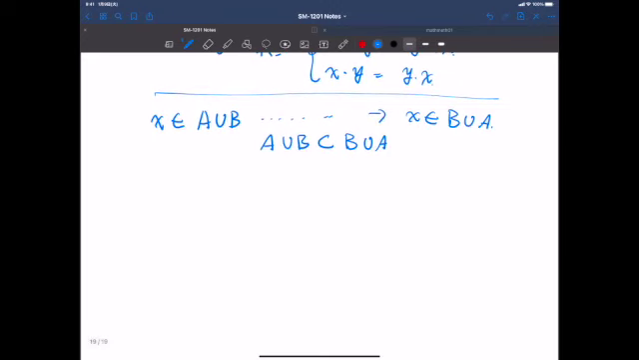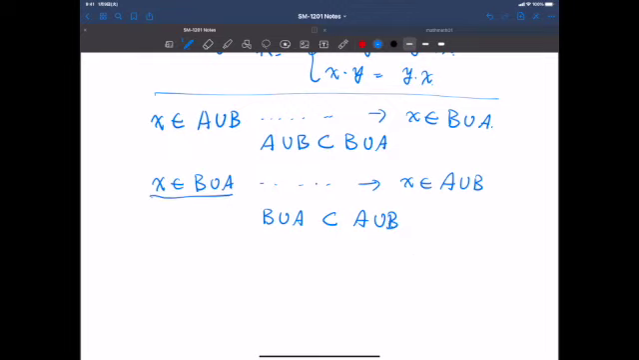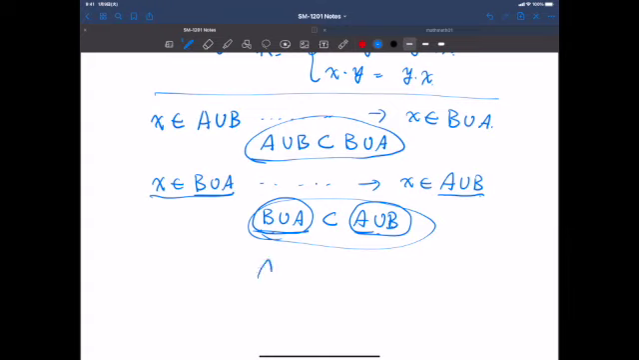The next step is to assume x belongs to B cup A. Then from this, prove that x also belongs to A cup B. This proves that B cup A is a subset of A cup B, because every element of B cup A belongs to A cup B. If these two things are proved, then A cup B is equal to B cup A. This is the strategy of our proof.